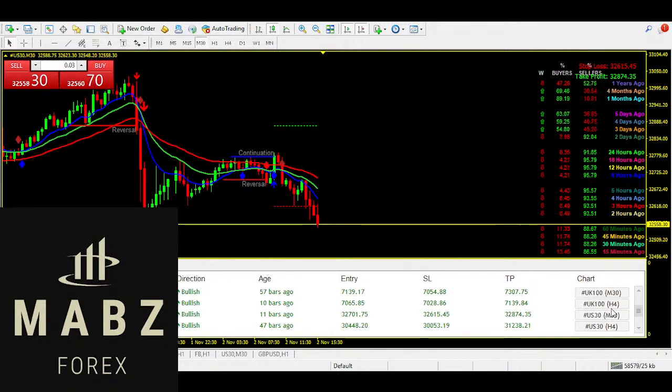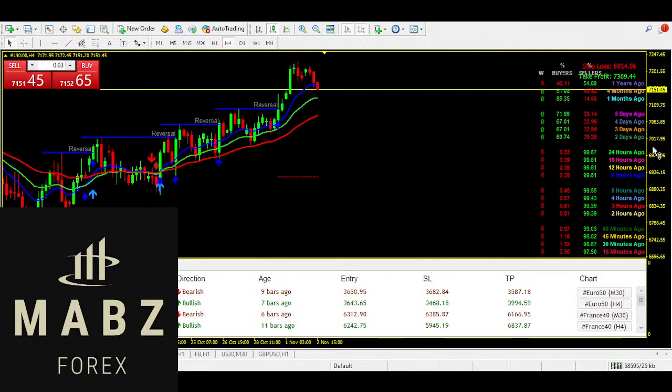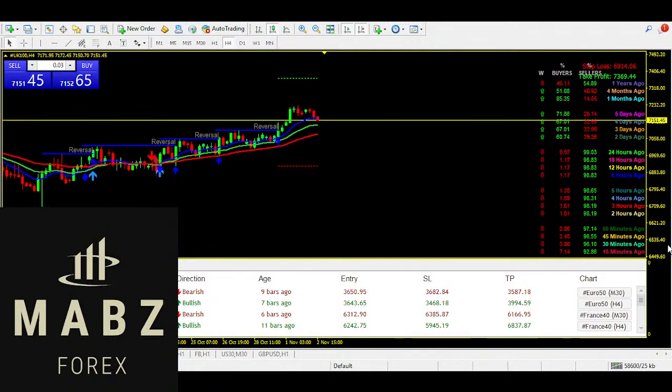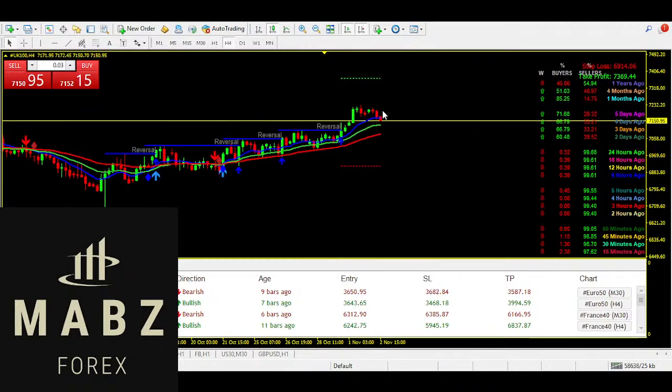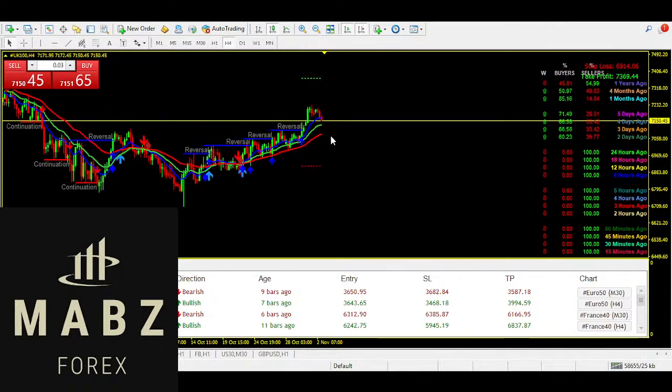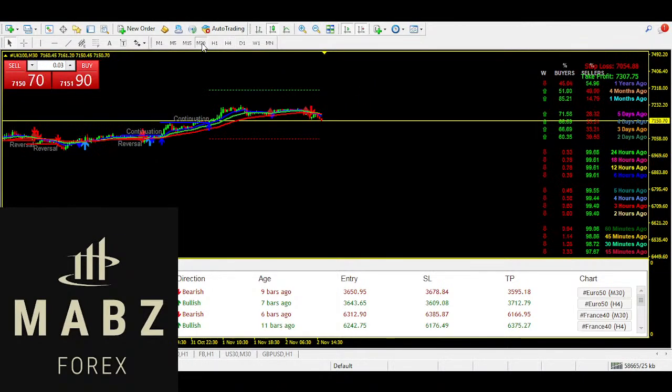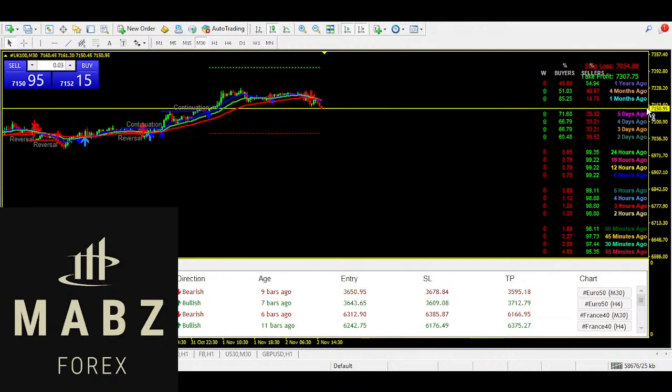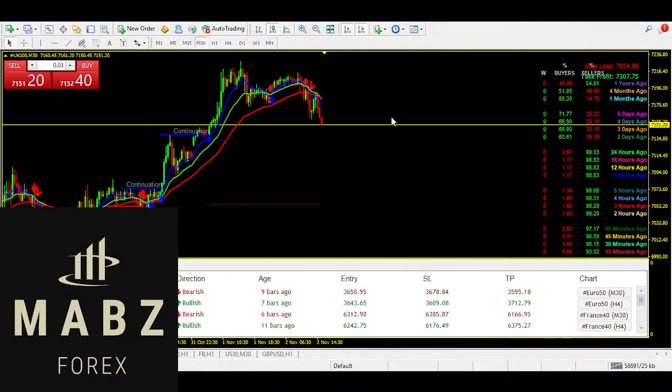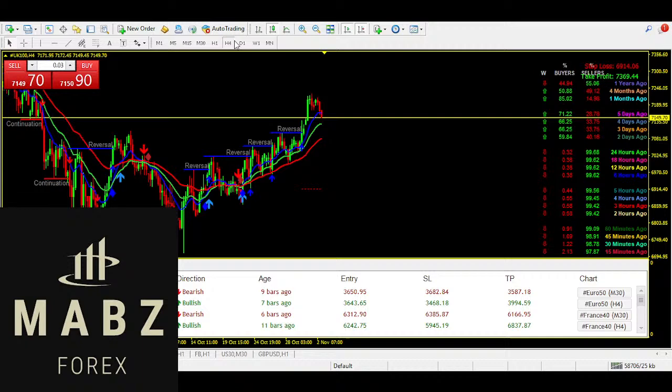Okay, let's move on to UK 100 on the H4. Let's see what's happening here. There is a previous buy signal that has been apparent here, but right now we are in a pullback on the H4 chart. So not a real clear trade.